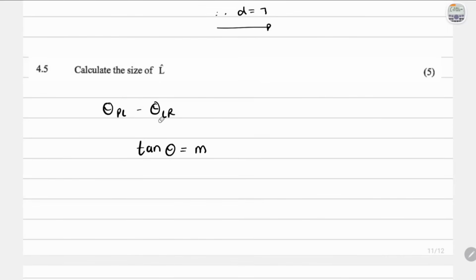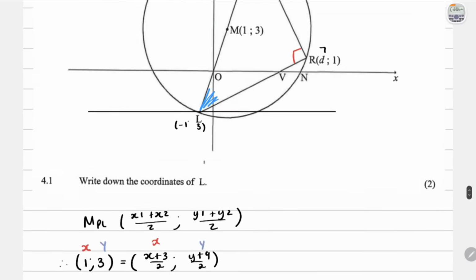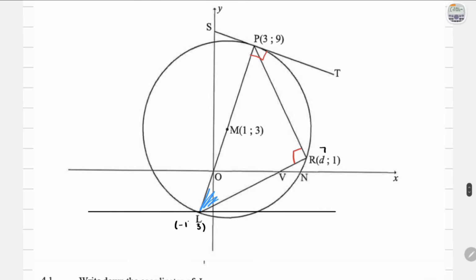So the gradient of PL and the gradient of LR. Let's start with the gradient of PL. Where is that? Do you remember that that is the diameter? If this is the diameter, and if you knew the gradient of PM, which we do know, then you know the gradient of PL because they lie on the same line. They're collinear, so they have the same gradient.